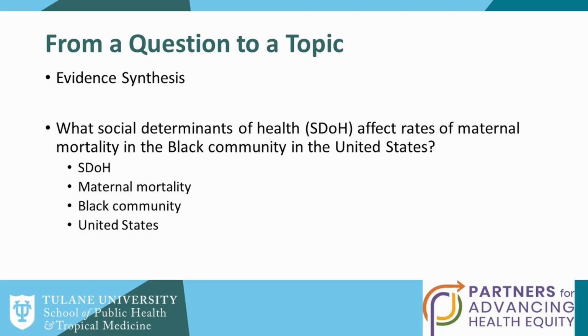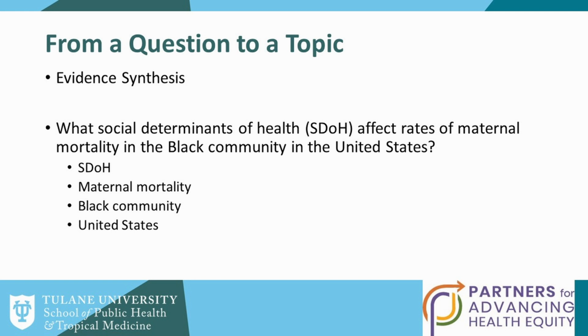Now, when you have a question you want to look into on a database like Google, you can just type that whole thing in and get results. However, most research databases require you to break your question down into smaller topics to effectively find the information you're looking for. We're going to use the following question for this workshop today. What social determinants of health affect rates of maternal mortality in the Black community in the United States? Now, what are the main topics we are looking at with this question?